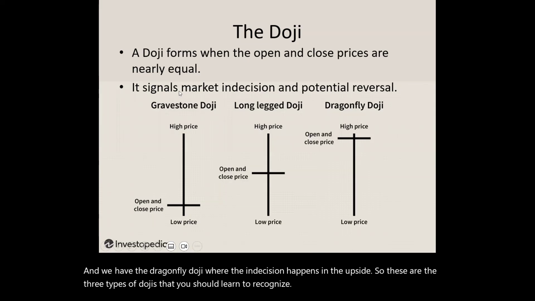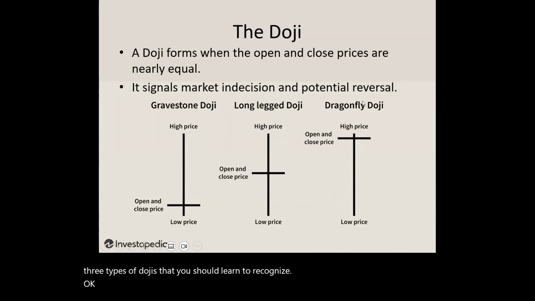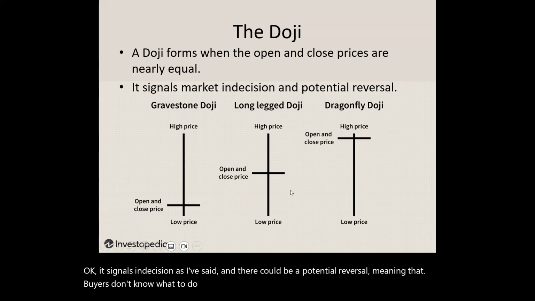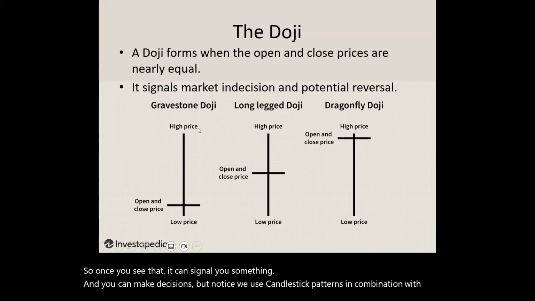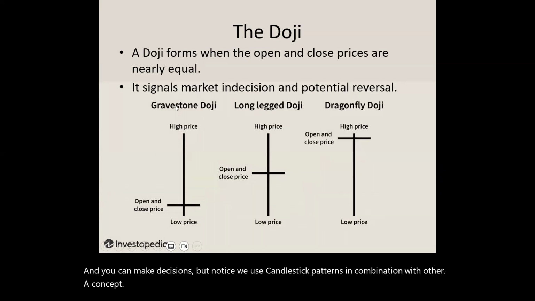Okay. It signals indecision, as I've said, and there could be a potential reversal, meaning that buyers don't know what to do and sellers don't know what to do. So once you see that, it can signal you something and you can make decisions. But notice we use candlestick patterns in combination with other concepts. So the doji forms when the open and close prices are nearly equal.